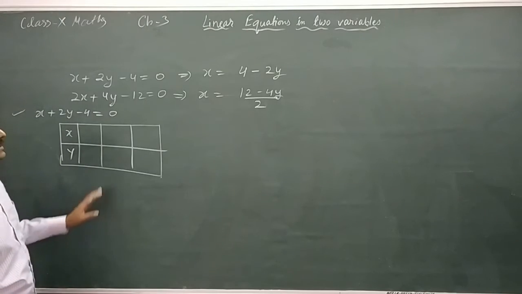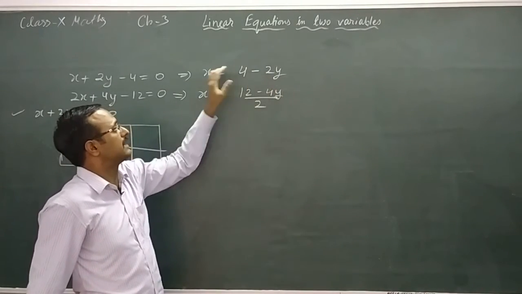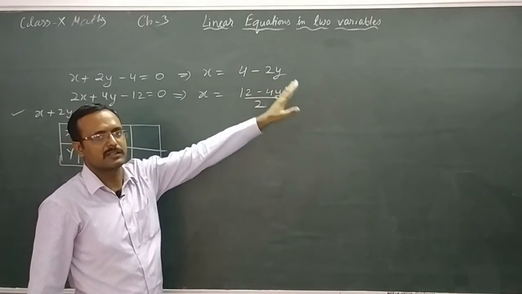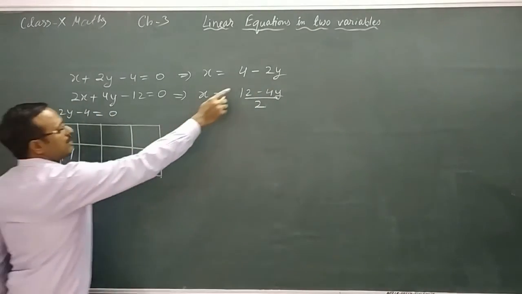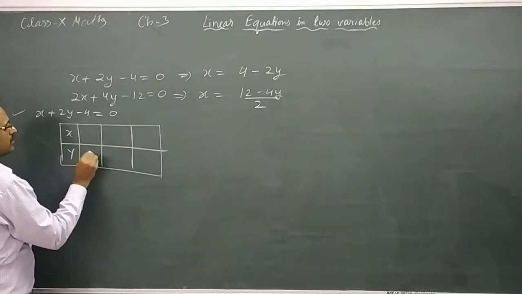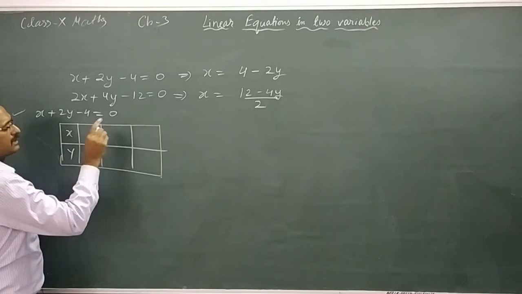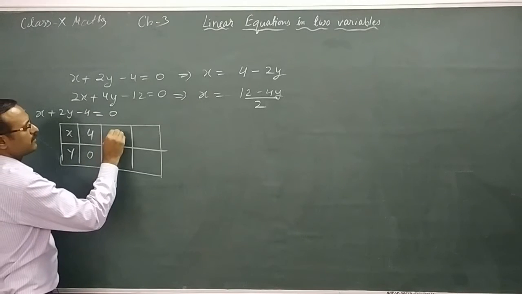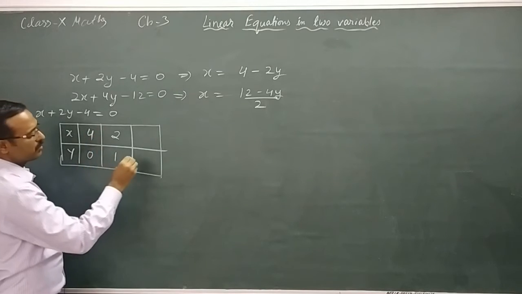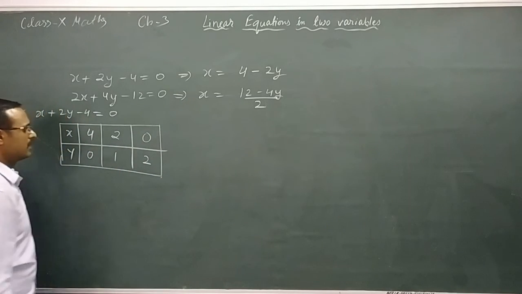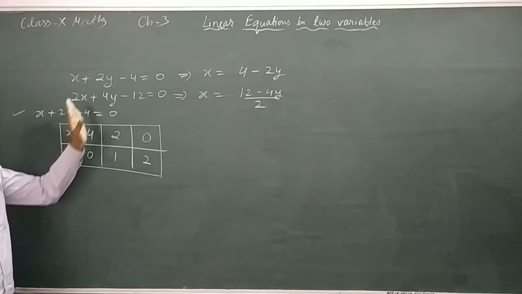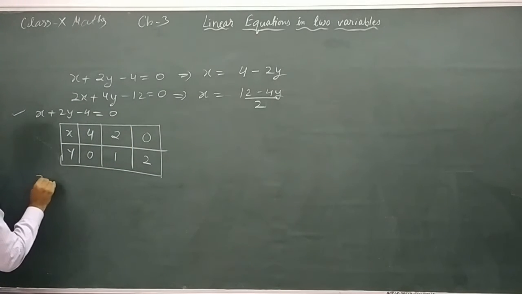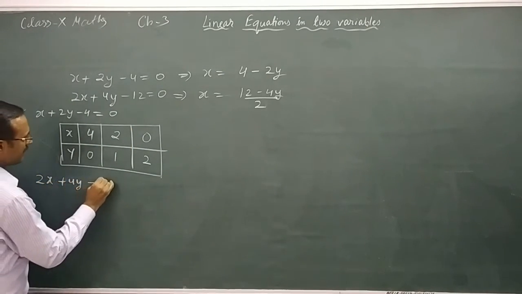Now for the first equation, x plus 2y minus 4 equal to 0, we are going to find the points. Just put some values in y and obtain the values of x. Try to obtain all the points in integer form, as that will be easy to plot the graph. If you take y equal to 0, you get x equal to 4. If y equal to 1, x will be 2. If y equal to 2, x will be 0. So we have obtained 3 points for this line. Similarly, obtain the points for the second line, 2x plus 4y minus 12 equal to 0.